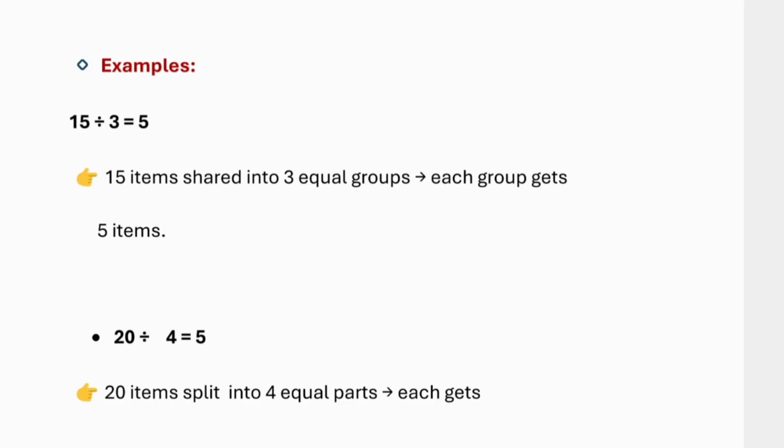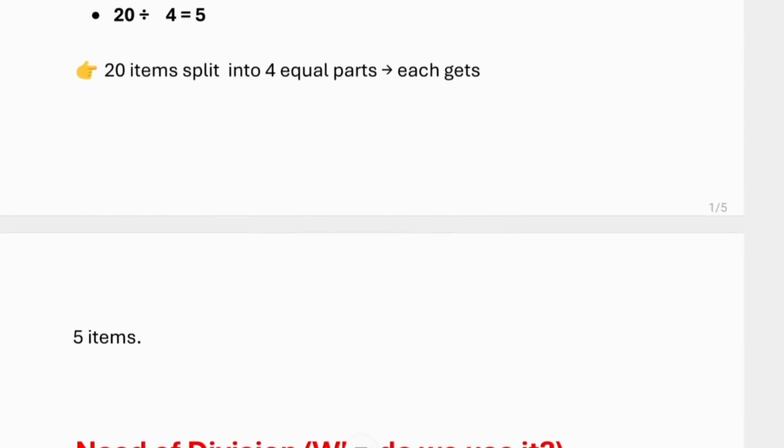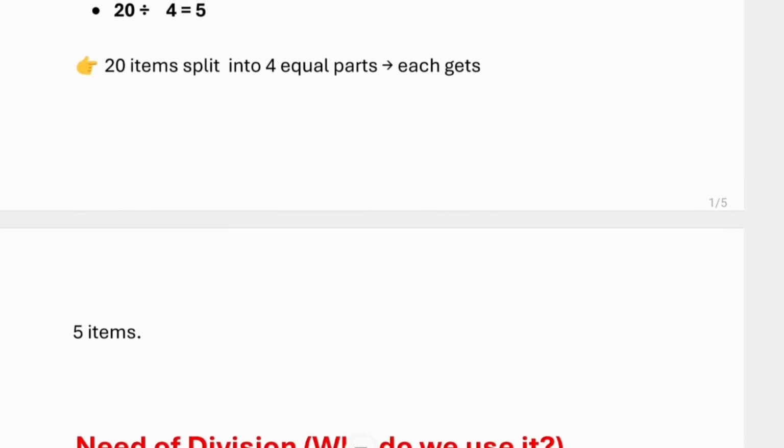Here is another example. 15 divided by 3 is equal to 5. That means 15 items shared with 3 equal groups. Then each group gets 5 items. Similarly, 20 items split into 4 equal parts. Then each group contains 5 items. Is it clear?